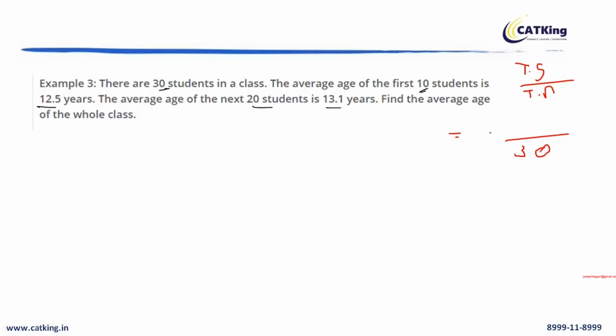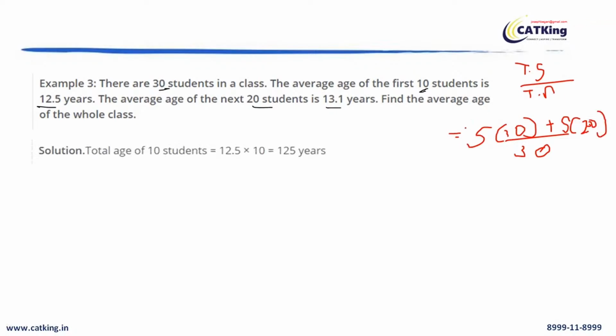Correct. What will the total sum be? The sum of the 10 students, the sum of those 10, plus the sum of the later 20 students. Correct, correct, correct, yes. Chalo, so what did they find out? They found out the total age of the first 10 students. Meaning they found out this.